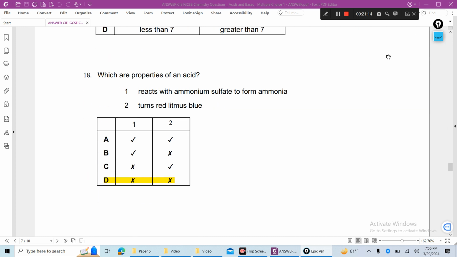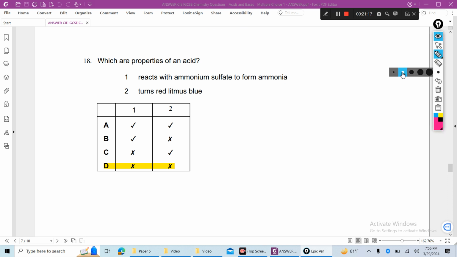Next, which are properties of an acid? Answer D is correct. Why? Number 1, reacts with ammonium sulfate to form ammonia. No, this is wrong. An alkali reacts with ammonium sulfate to form ammonia, so this is the wrong cross. Number 2, turns red litmus paper to blue. No, acid turns blue litmus paper to red. So 1 and 2 both are wrong, that's why the correct answer is D.